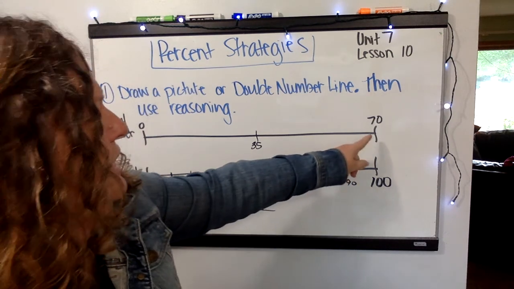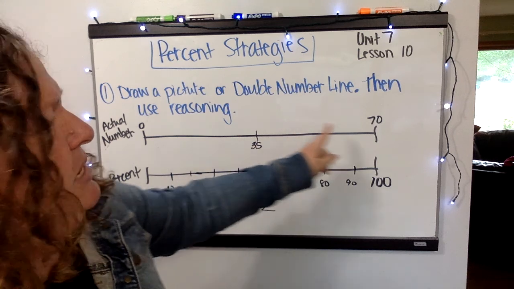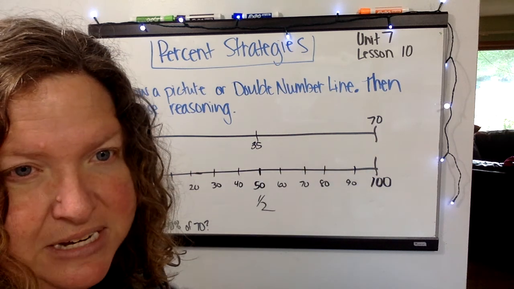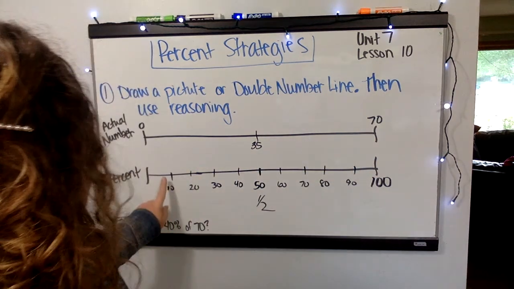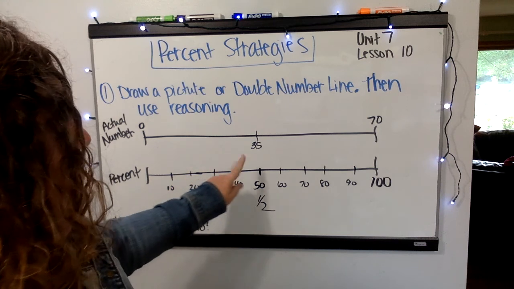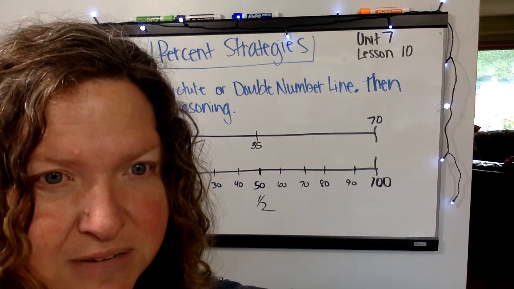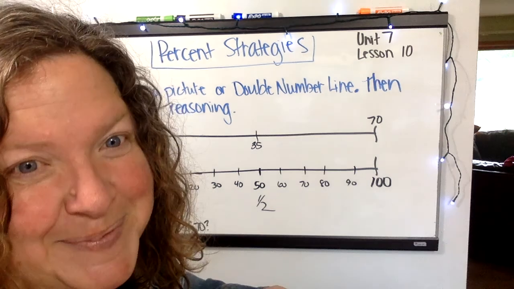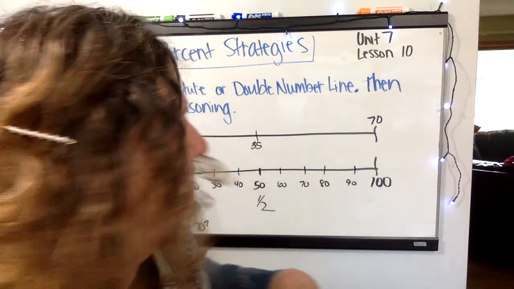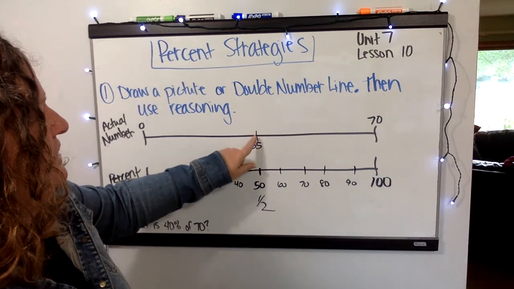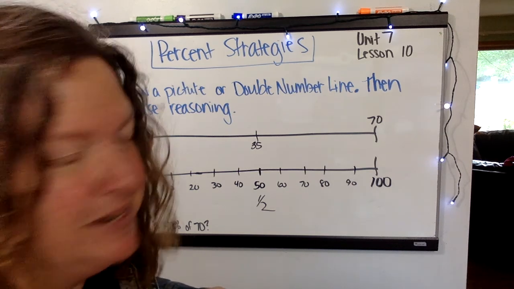So we're going to cut this into 10 pieces. If we divide 70 into 10 pieces, here's the 10 pieces, 1, 2, 3, 4, 5, 6, etc. If we're going to divide 70 into 10 pieces, what is 70 divided by 10? Well, I hope you know that's 7. So you know each of these is going to be worth 7.